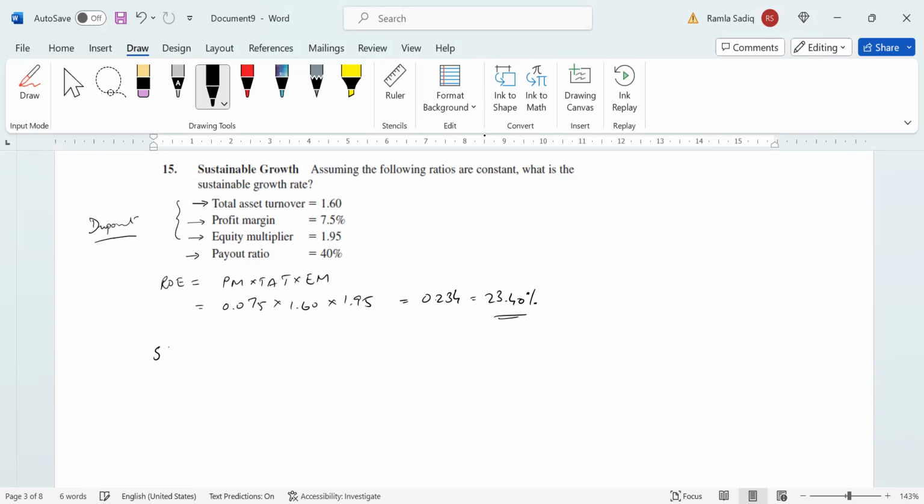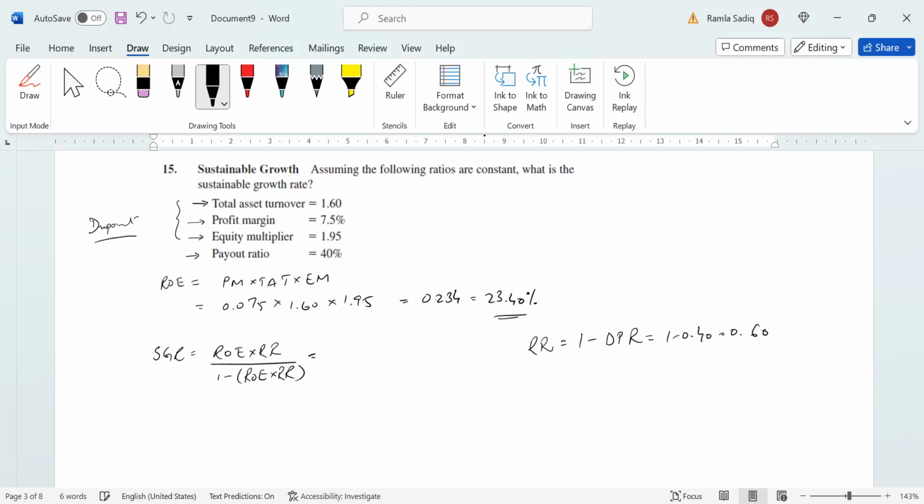Now, going one step further to calculate the sustainable growth rate, we're going to need two elements within our formula. So sustainable growth rate is equal to our ROE multiplied by our retention ratio, divided by 1 minus ROE multiplied by our retention ratio. In this case, we now have ROE, but we need our retention ratio. Our retention ratio is equal to 1 minus our dividend payout ratio. And so that means that we're going to do 1 minus 0.40, which is equal to 0.60. So we've got a 60% retention ratio.